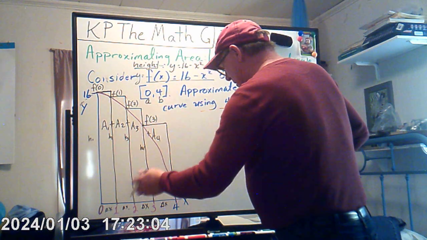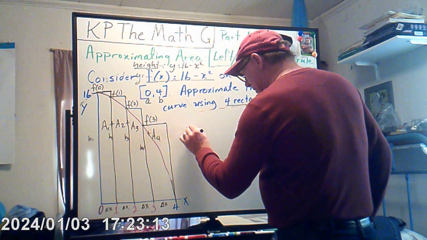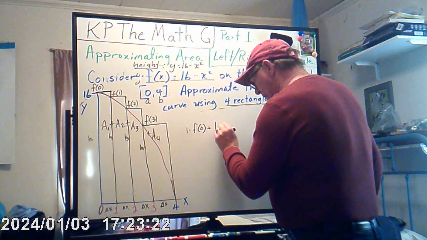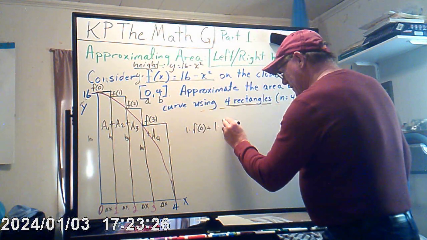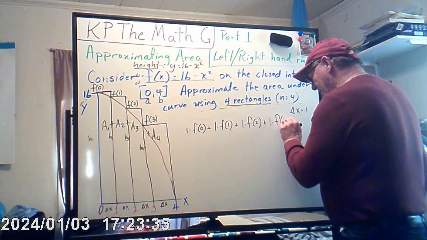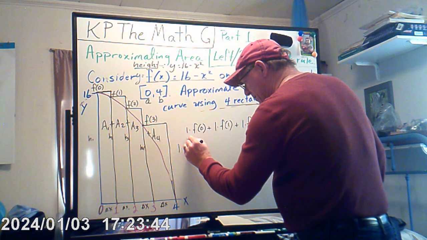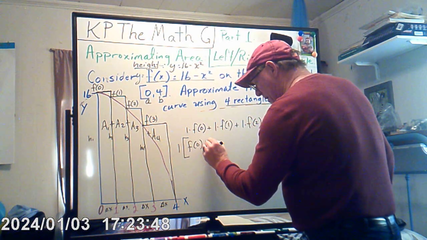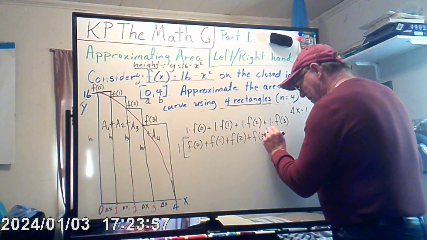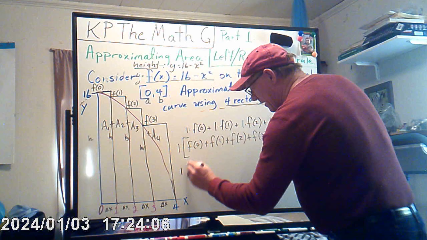Let's see what we've got here. We're going to add up all of these for delta x is 1, the length times the height: 1 times L at 0, plus 1 times L at 1, plus 1 times L at 2, plus 1 times L at 3. And by the way, since 1 is a common factor, we can just say this is delta x times L at 0 plus L at 1 plus L at 2 plus L at 3. Let's figure out what those are.